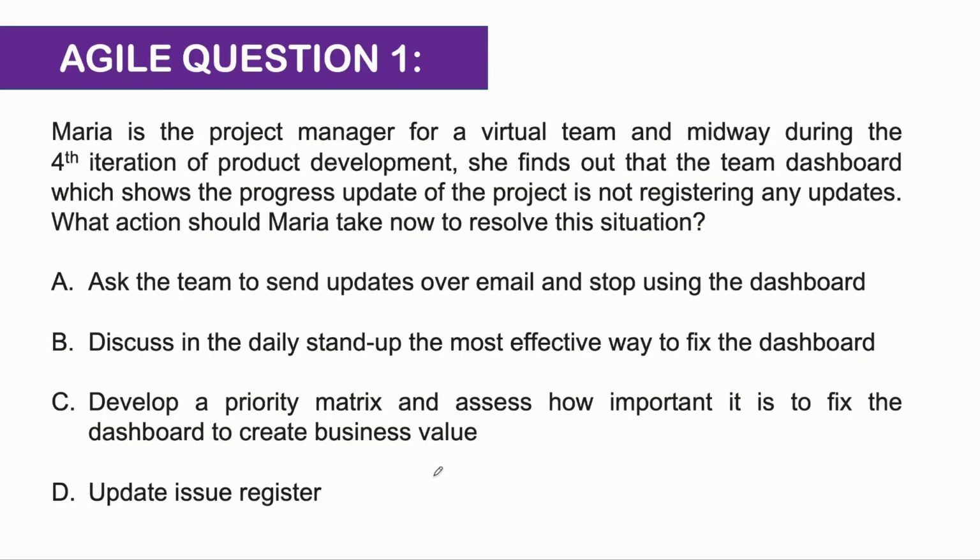So on that note, let's go to question number 1 from Agile for your PMP exam. So question 1 guys, pause the video, read the question carefully and try to answer it before moving forward. Okay, so we'll start solving this now. Maria is a project manager for a virtual team. Virtual team is very important guys, and midway during the 4th iteration of product development, she finds out that the team dashboard which shows the progress update of the project is not registering any updates. What action should Maria take now to resolve this situation?